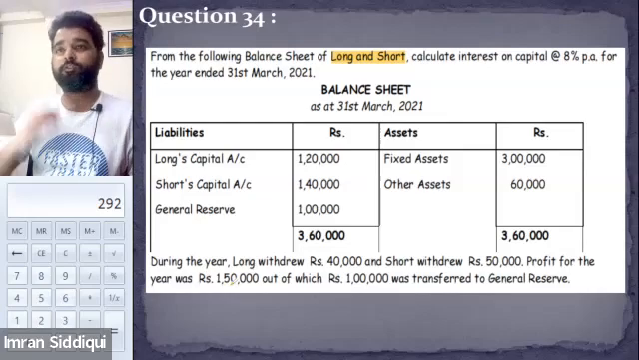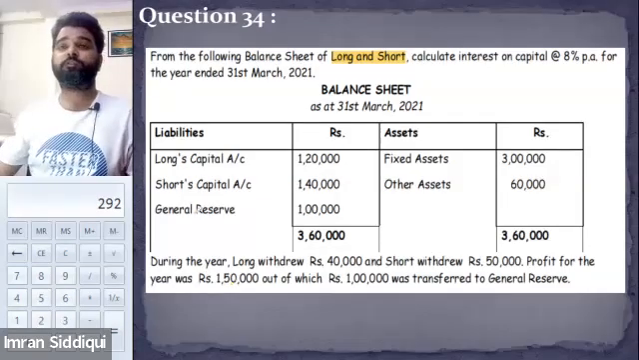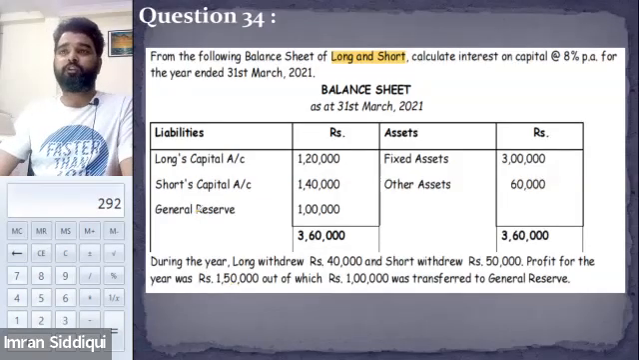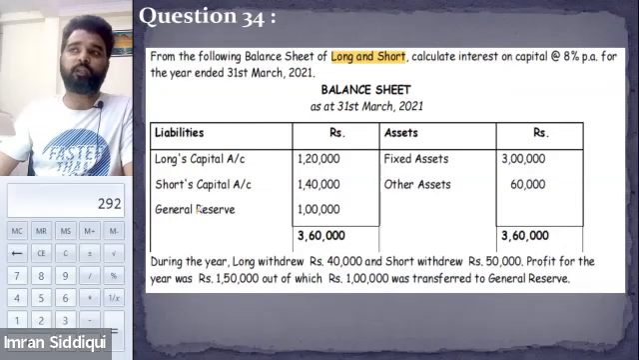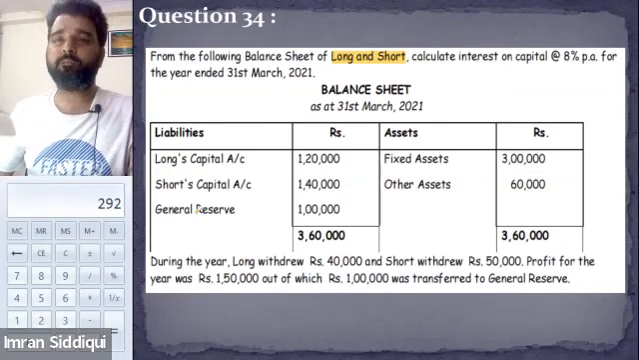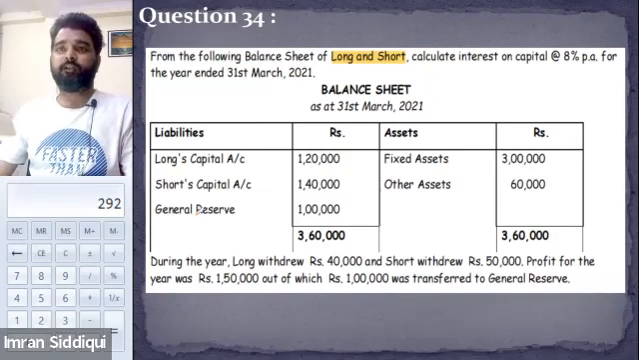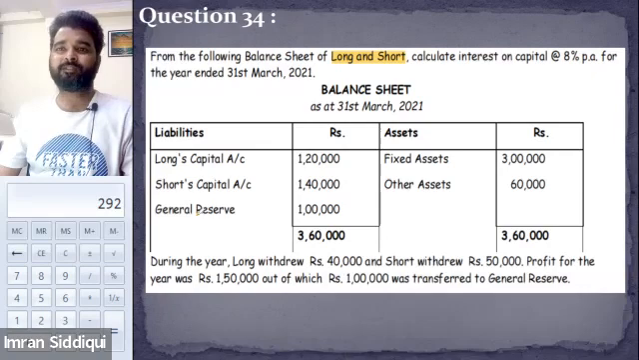Okay, so this is the question, guys. Question 34. From the following balance sheet of Long and Short, calculate interest on capital at the rate of 8% per annum for the year ended 31st of March 2021. Balance sheet is given this time. Long's capital account, Short's capital account is there. General reserve is 1 lakh, fixed asset, other assets is 60,000. During the year, Long withdrew 40,000, Short withdrew 50,000.